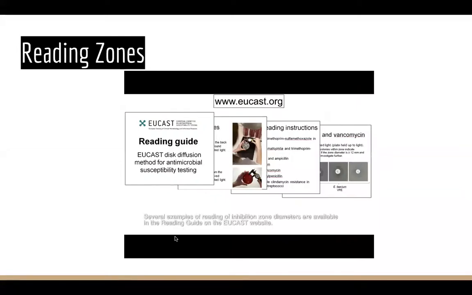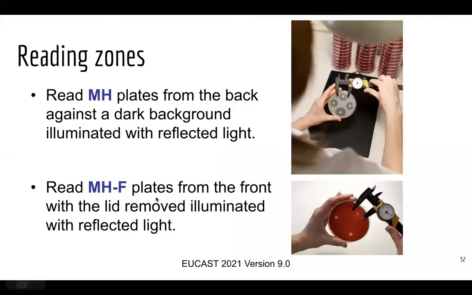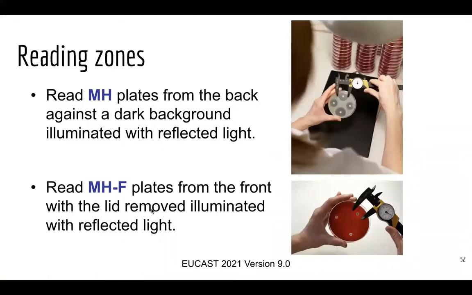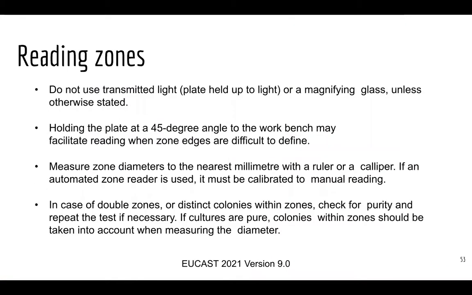Several examples of reading of inhibition zone diameter. So there are more examples in the EUCAST guide. I really recommend it if you haven't read it before, or if you haven't read it in a long time. It's very useful for finding techniques and for quality control. This is just going over what you said before. So look for distinct colonies, double zones, especially hemolysis. Measure to the nearest millimeter. Hold it at 45 degrees with the black background. Very useful.